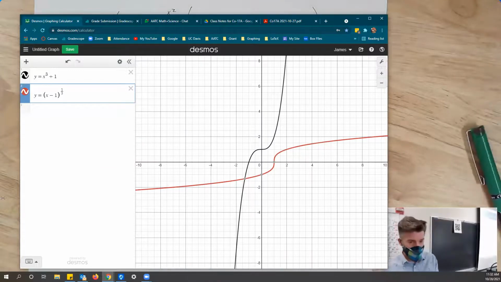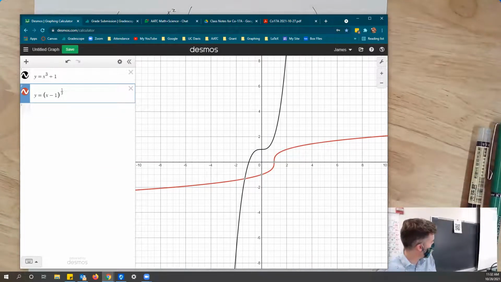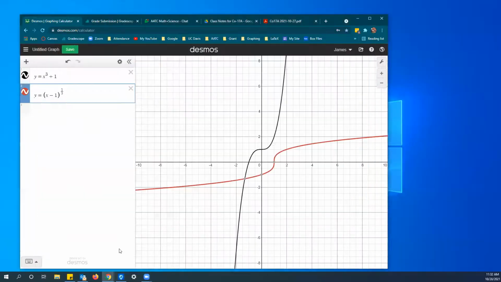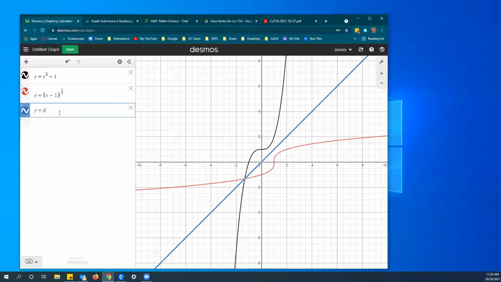And as you might be aware, these functions are reflections of each other. Oops, oh, come on. What did I do now? I ruined it. It's over. There we go. These functions are reflections of each other in the line y equals x, which makes some sense because what you're literally doing is interchanging x and y.